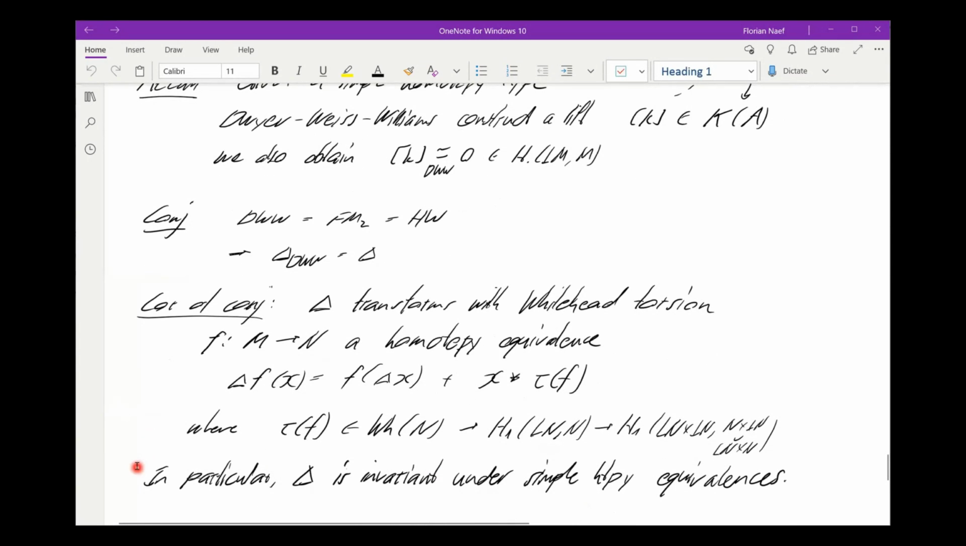So in particular, it would be invariant not under all homotopy equivalences, but at least under all simple homotopy equivalences. And with that, I thank you for your attention.